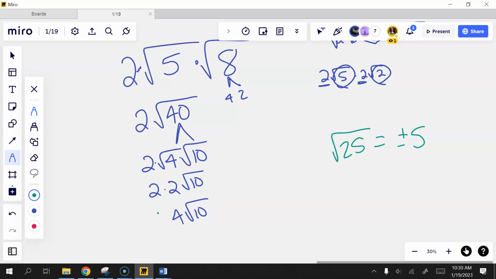All right. So I'm going to throw a plus or minus. Don't forget the plus or minus because then you have half the answer and not the whole answer. Every single time you take a radical, take a square root.